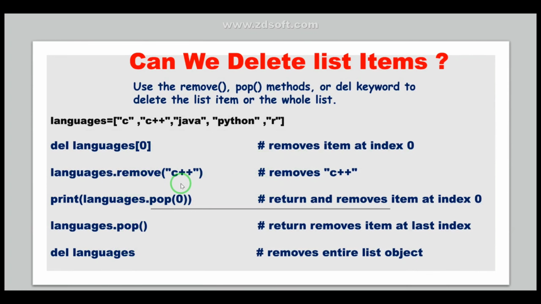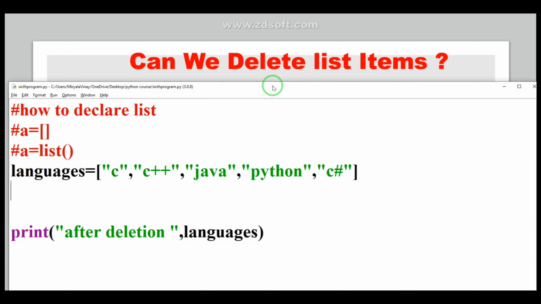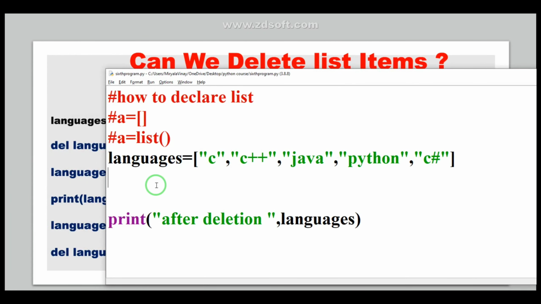Now using the remove method. I have a languages list and I want to remove Java only. So using the remove method, how can I remove? Simply call languages, put a dot, write remove, open and close brackets, and in that you can put the value. What value do you want to delete? I want to delete the Java value. So I am copying this and pasting it here.